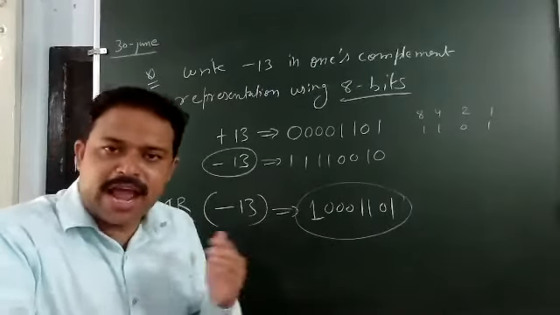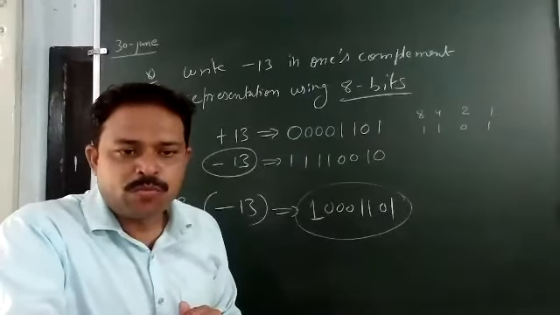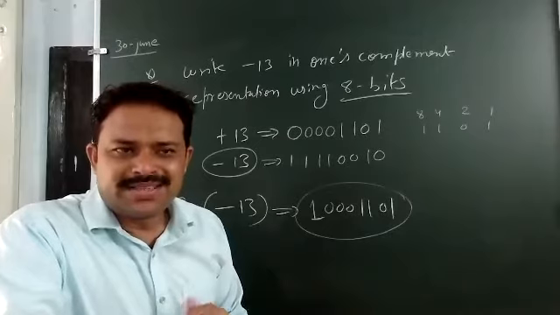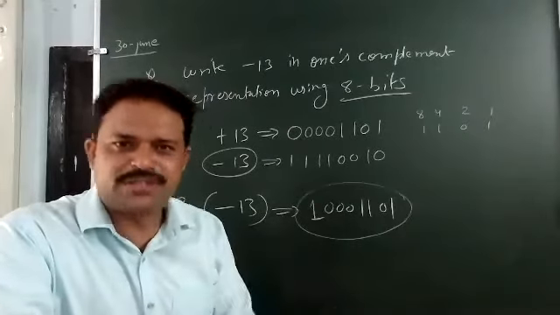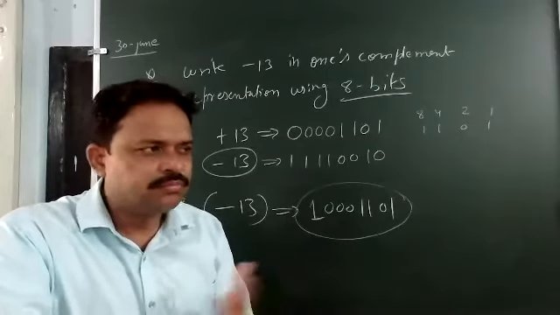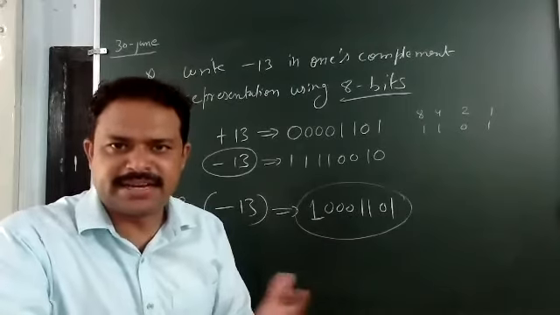After knowing about the sign magnitude representation and the one's complement representation, sir, both we are using to represent positive and negative values. Then what is the advantage? What is the disadvantage? Let us discuss that part.